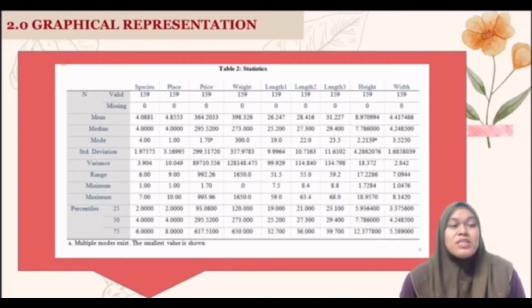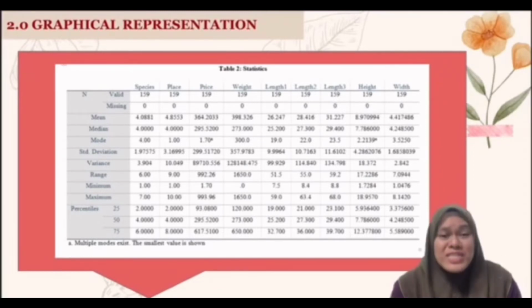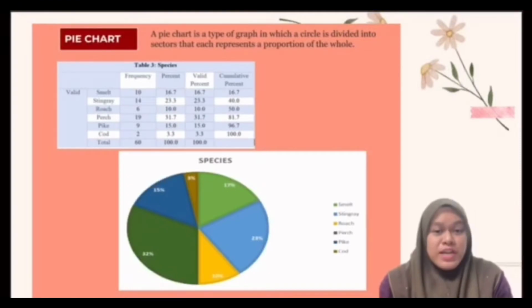As we can see, table 2 shows the descriptive variables for species, place, weight, length 1, length 2, length 3, height and width based on the data population. These variables have been set to organize the data from the Department of Statistics Malaysia. There are 3 types of graphical presentation in this assignment, which are pie chart, bar chart, and histogram. The first one is the pie chart.